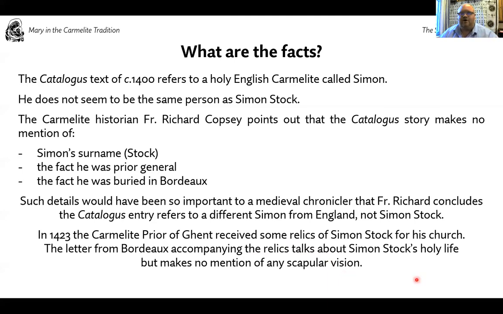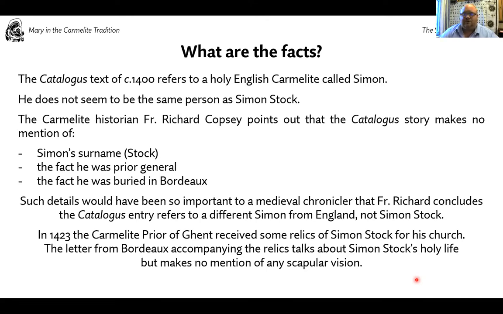simply referred to a holy English Carmelite called Simon. Now, he doesn't seem to be the same person as Simon Stock, the Englishman buried in Bordeaux. The historian Father Richard Copsey has pointed out that the entry that was added to the catalogue doesn't mention the surname of Stock, it just says Saint Simon. It doesn't mention he was prior general, which would be a pretty major thing to mention in a Carmelite record. And it doesn't say that he was buried in Bordeaux.